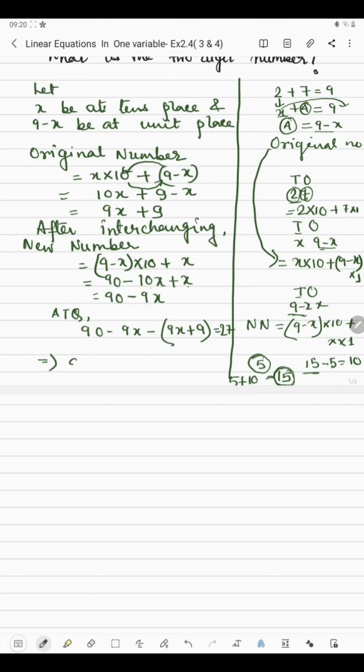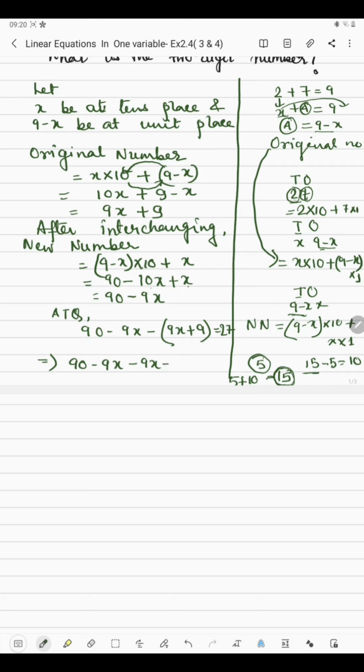Now 90 minus 9x will remain the same. We'll just multiply by the minus sign. So minus 9x, we'll remove the bracket. So we are multiplying by the minus sign, so the sign will change. So it will be minus 9x and then plus, minus minus 9, which is equal to 27.